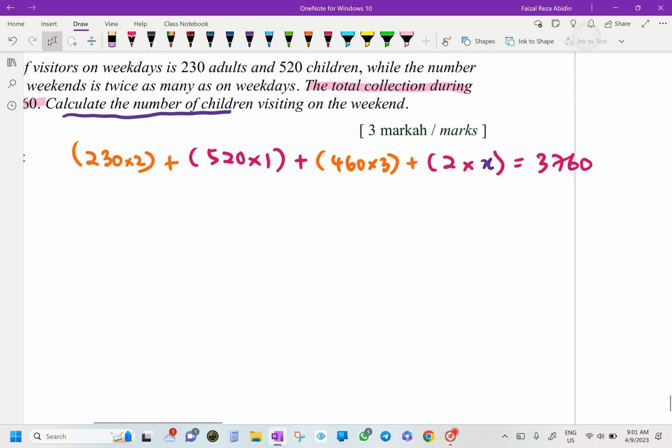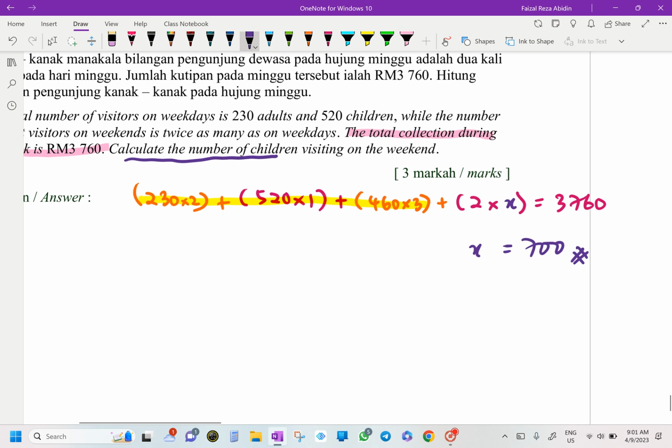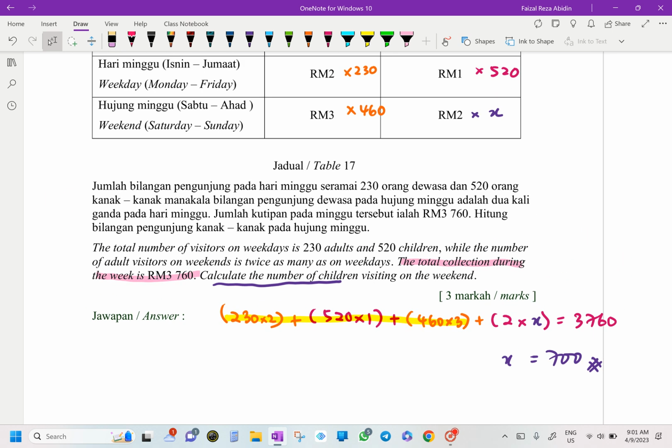So find your x. I just take everything here after you times and plus, bring to the other side, then divided by 2. Am I right? So your answer here is going to be 700. As long as you have the equation, you are going to get 700 as your children visiting on the weekend. That's it for our discussion.